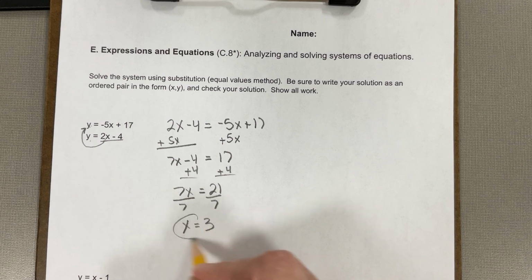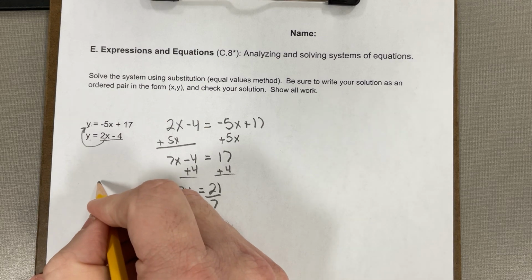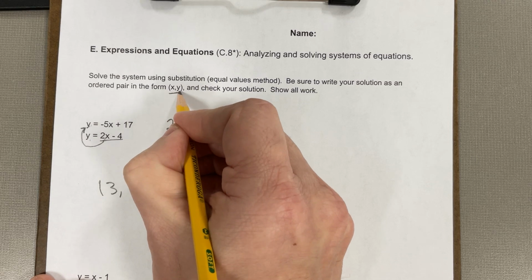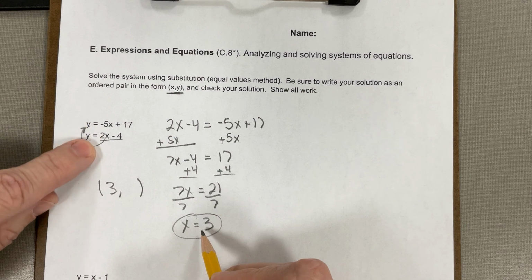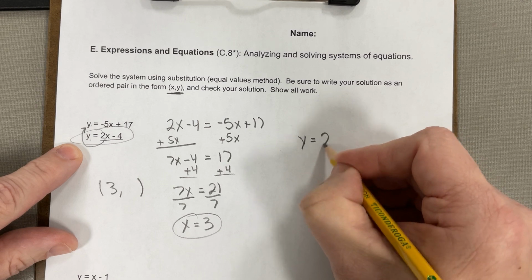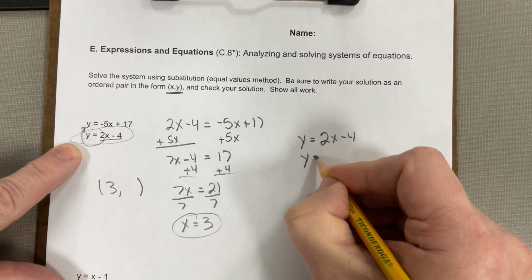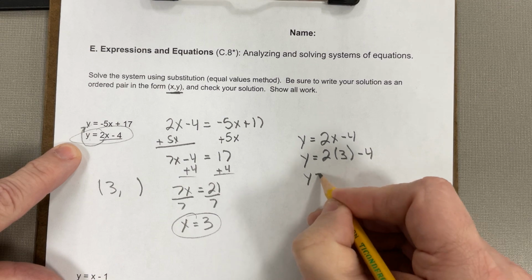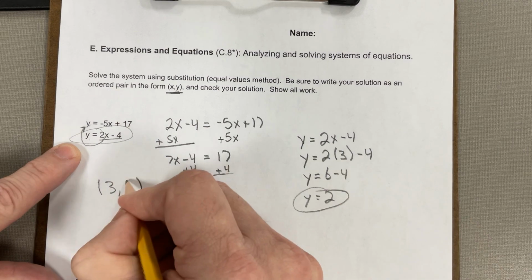One of the most common mistakes I get is people will stop right there. You're solving a system of equations, and remember, the solution to a system of equations has to be a set of coordinates, or an ordered pair. So now I have to find what y is. I can use any one of these to do it, and I'm going to use this one right here. So I know that y equals 2x minus 4, and if I substitute in 3 for x, I know that y equals 2 times 3 minus 4. 2 times 3 is 6. 6 minus 4 is 2.